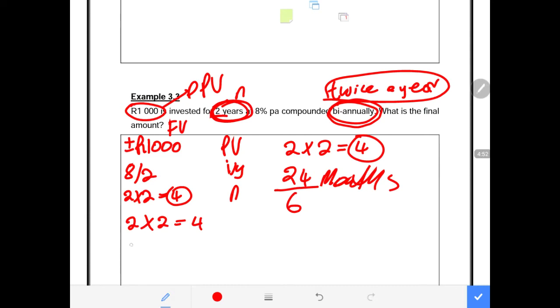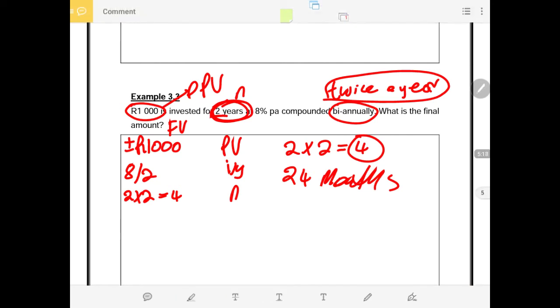But if your given n is 24, which is in months, in this case you must divide by the number of months in a compound. That means the number of months, 6 months in this case. And I'll deal with this in example 3.6 and exercise 2.3, if I'm not mistaken. Then now we have explained that.